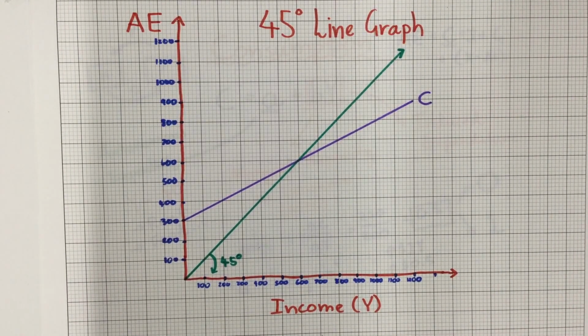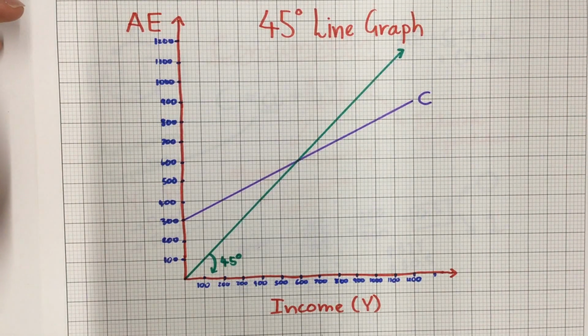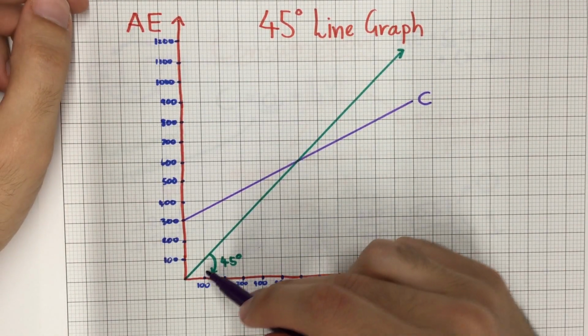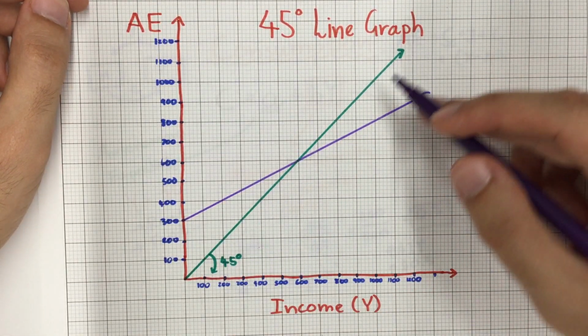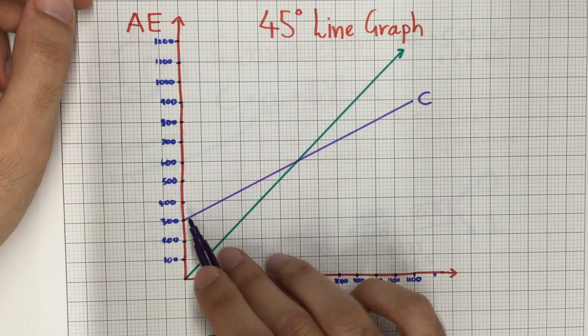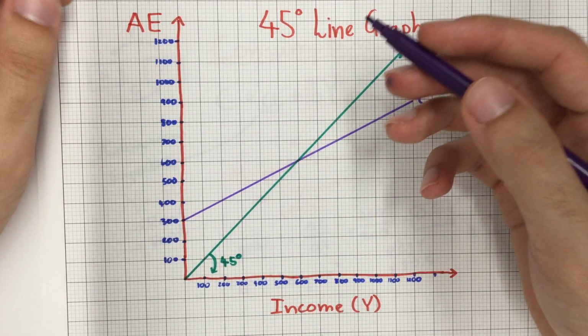So now we're going to have a really quick look at what the consumption function looks like on a 45-degree line graph. Now, I'm not going to talk about the significance of this 45-degree line yet. That'll become really important in later podcasts. Today, we're just going to focus on the consumption function on a graph.